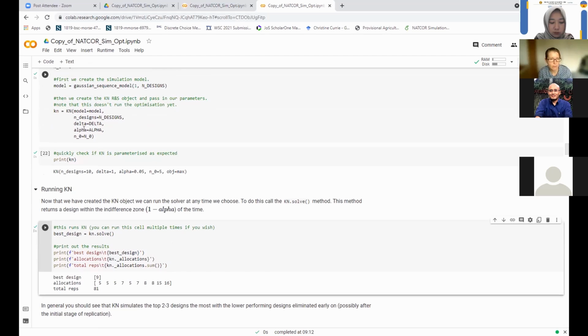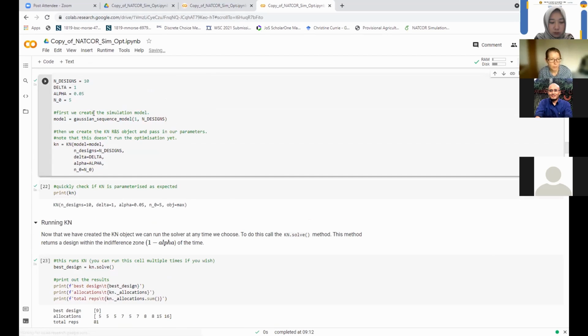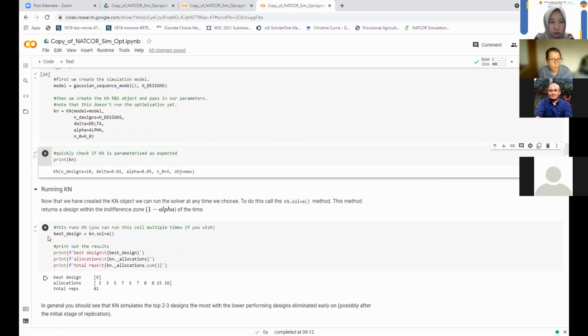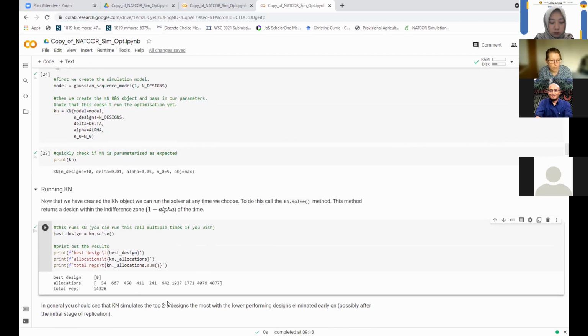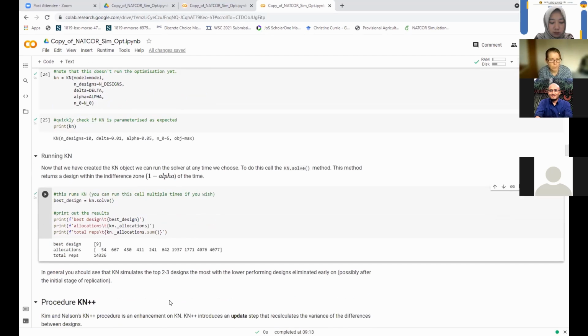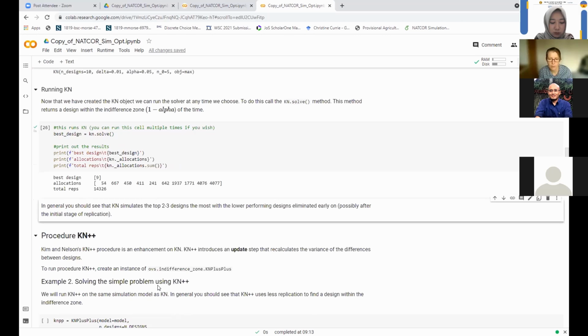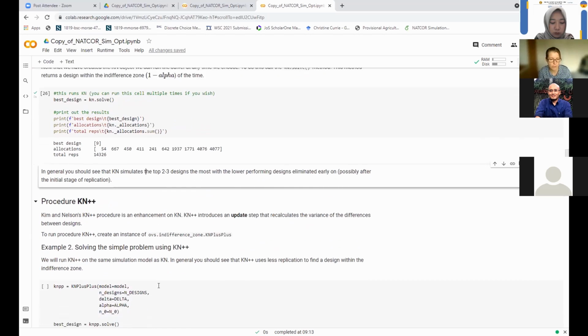If we set delta equal to 0.01, I remember one of these breaks it, but I can't remember which one it is. 0.01, then we end up with a very large number of replications here, and it's being very cautious about which one it chooses. So some interesting results. So it's worth playing around with different values of those and seeing how they impact on the results.